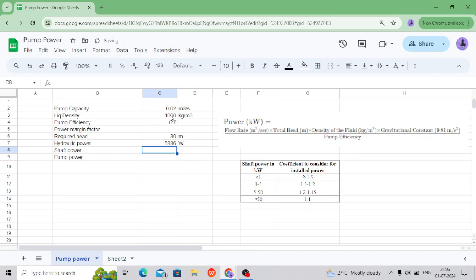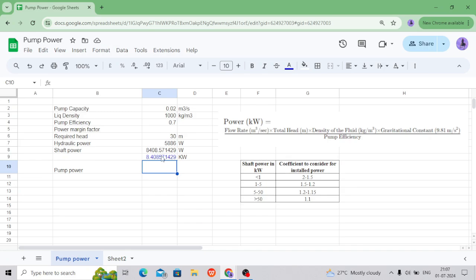Okay, talking about the calculation of shaft power, we will divide this hydraulic power by its efficiency, and we will get it to be 8408 watts. Okay guys, if we convert this into kilowatt, we will divide it by 1000 and we got it to be 8.40 kilowatt, right?